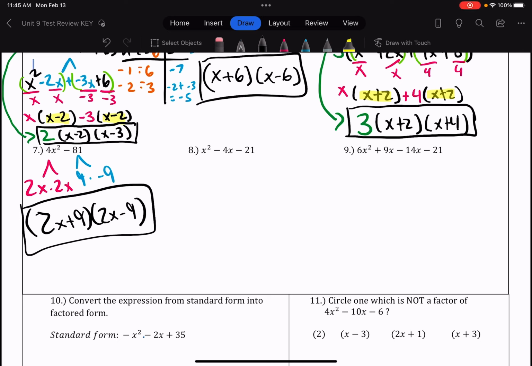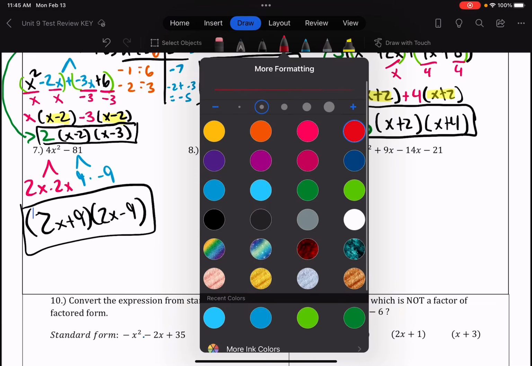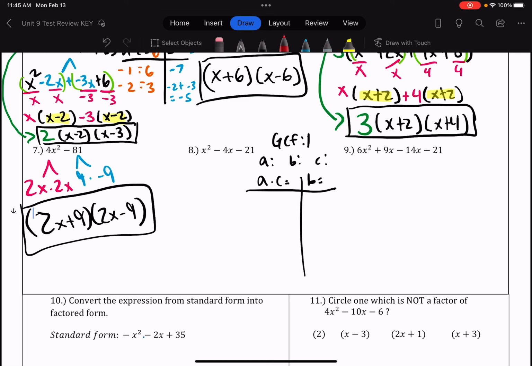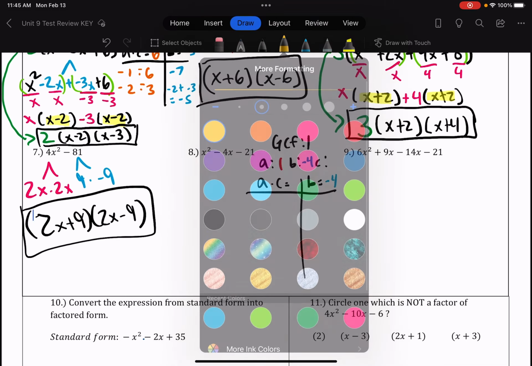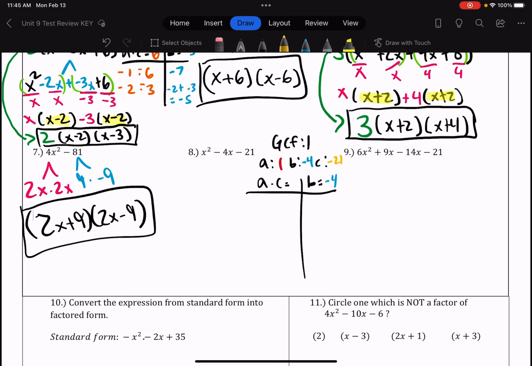Number 8 is trinomial factoring. First thing we look for is a GCF. And in this case, my lowest coefficient is 1, so my GCF is just 1. Now we define our A, B, and C values and create our A times C and B t-chart. I have an A value of 1, a B value of negative 4, and a C value of negative 21.